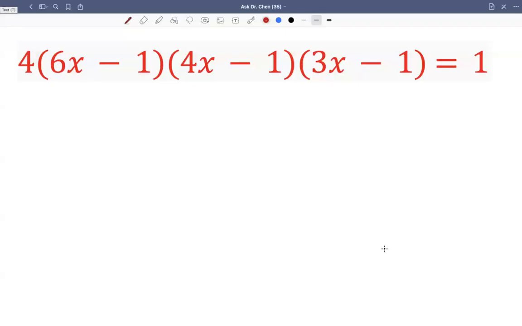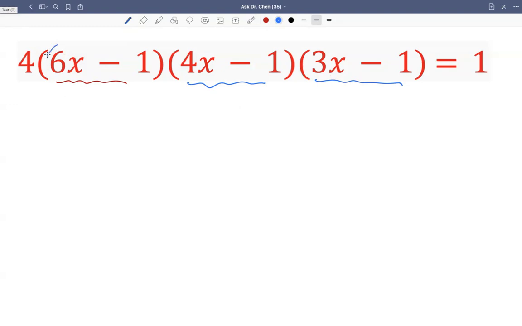Let's see this equation. We have this factor, let me change my color. This factor, this factor. You know, in mathematics, when we solve equations, a lot of times we want to use the substitution method. But what to substitute?